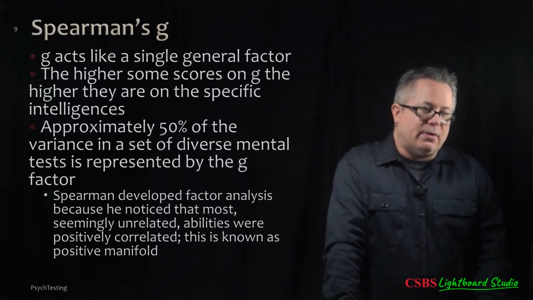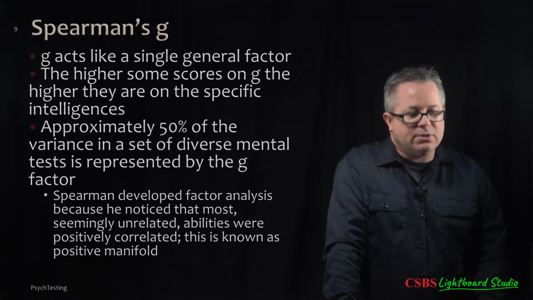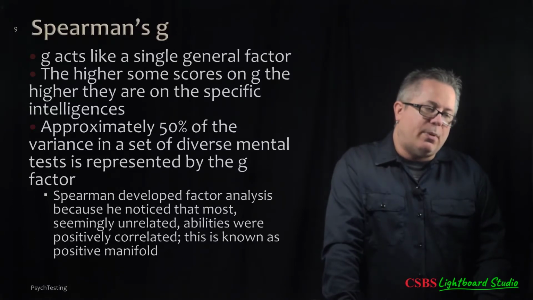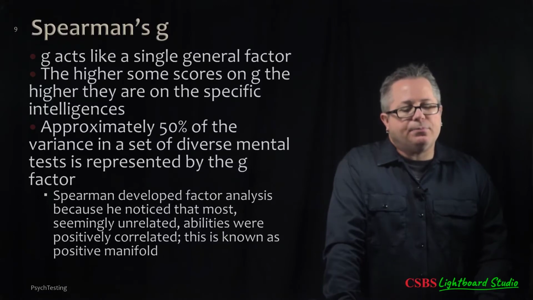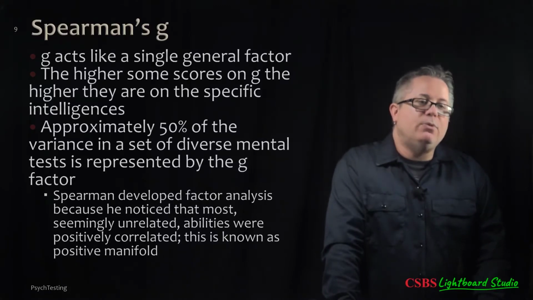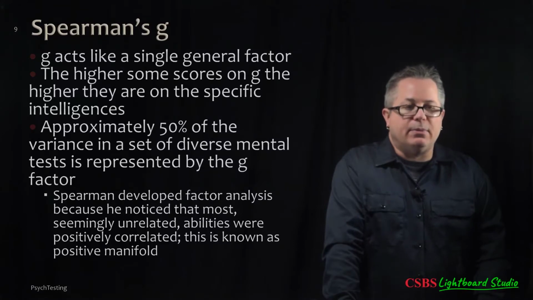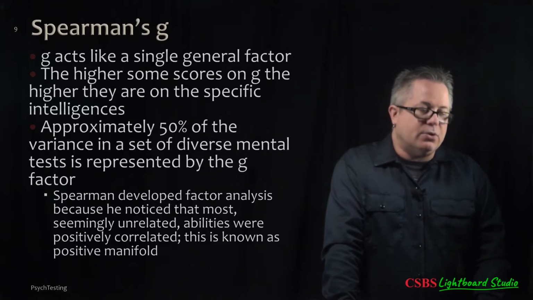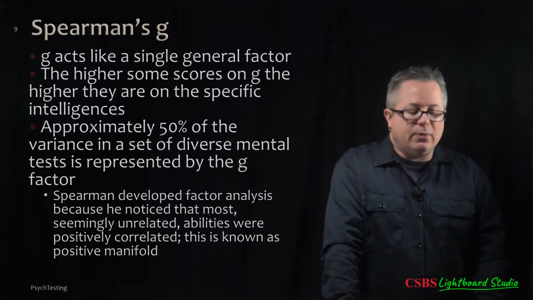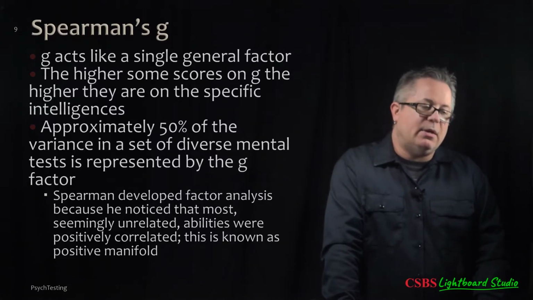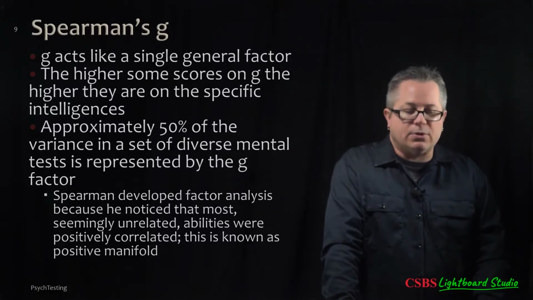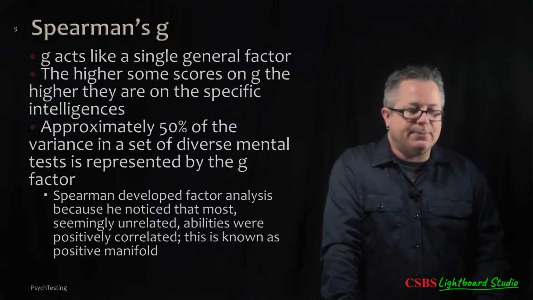Spearman developed factor analysis because he noticed that most seemingly unrelated abilities were positively correlated. It's an interesting idea. I think of something like music ability and math ability, which can be shown to be correlated with one another, when most people would assume they aren't, that they seem like unrelated things. So when he started to notice this, he started to develop these mathematical models to explain how things were related, and that's really the early development of factor analysis.